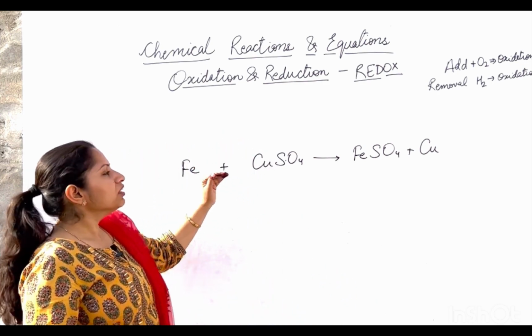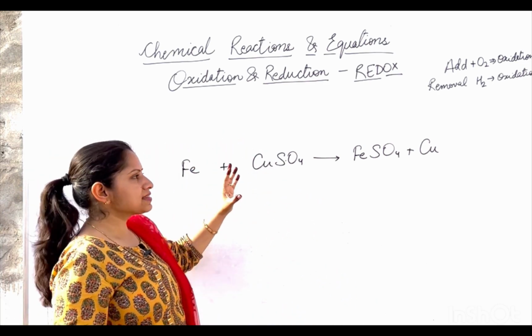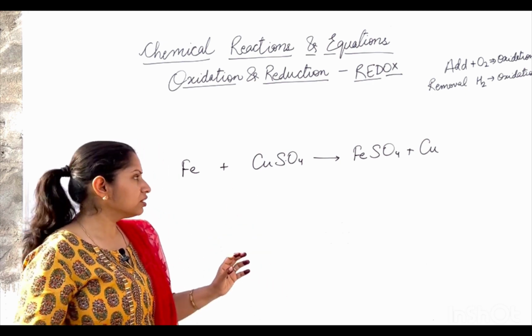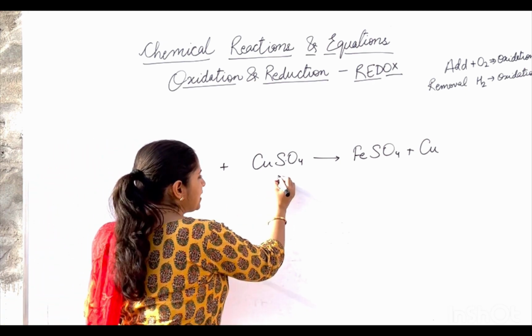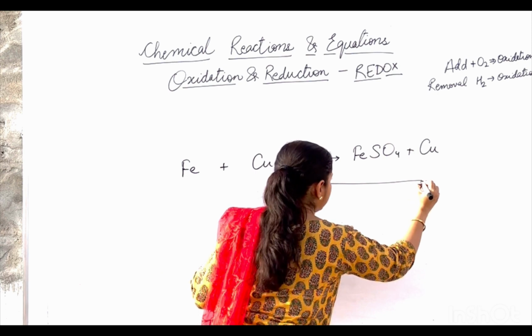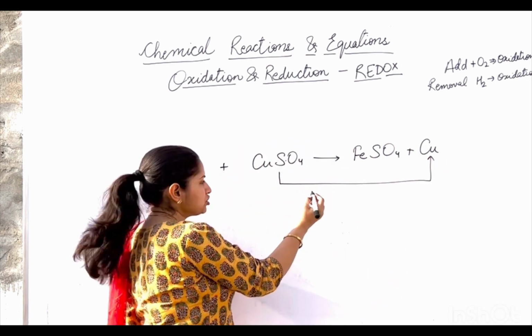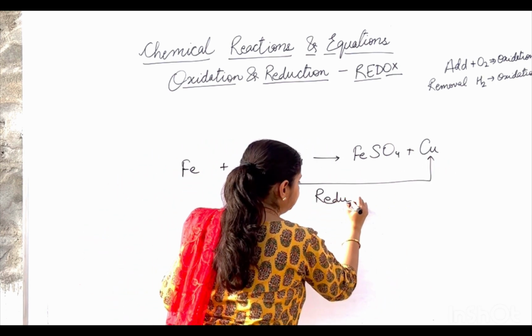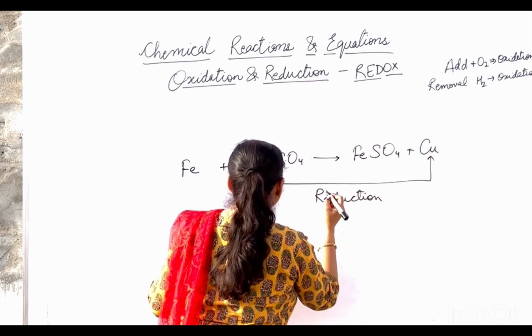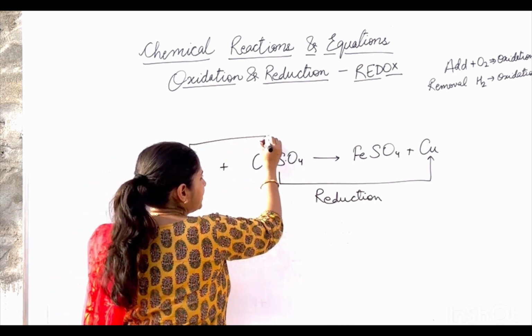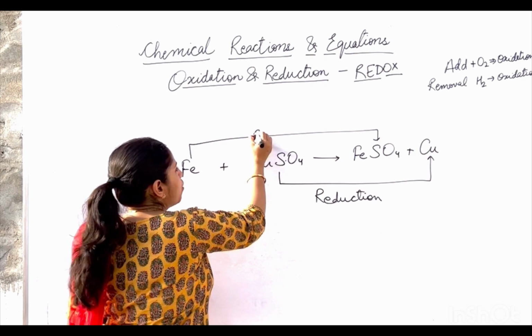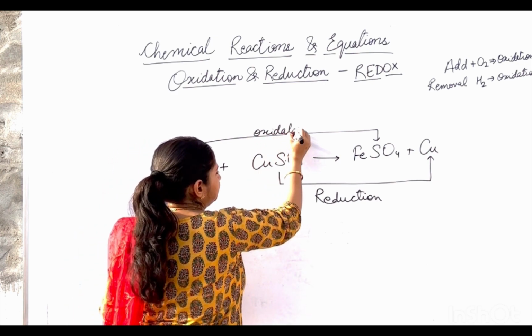Now in this reaction you all know that this is an example of redox reaction. So which one is getting oxidized and which one is getting reduced? Let's work it out again. Since removal of oxygen is there, that is reduction. Since addition of oxygen is there here, this is an oxidation process.